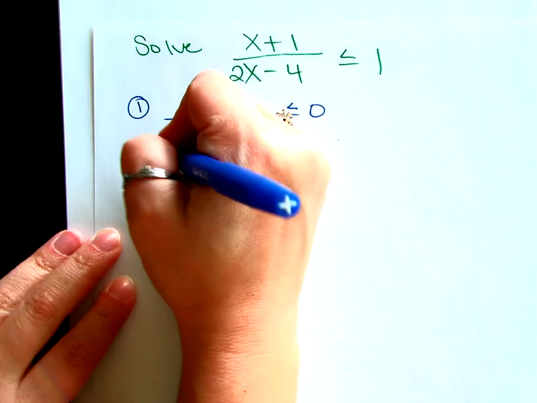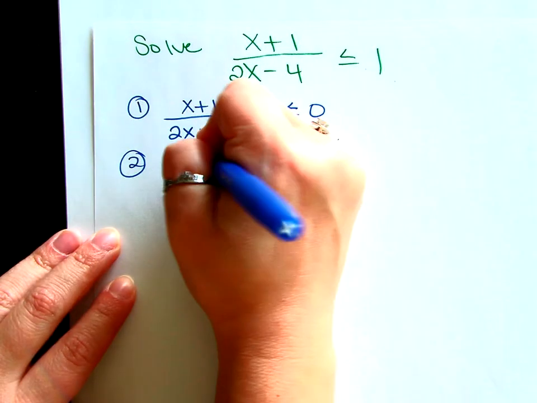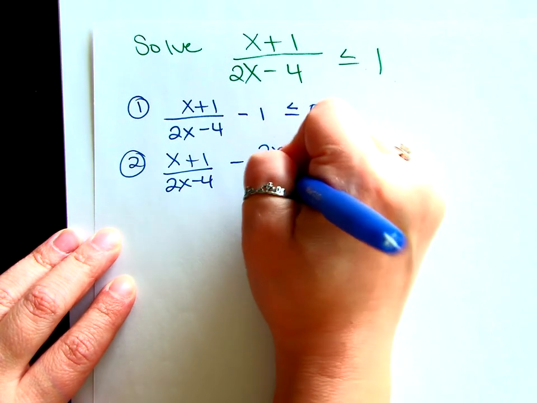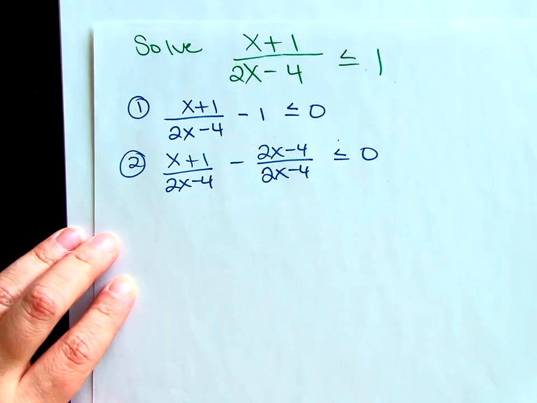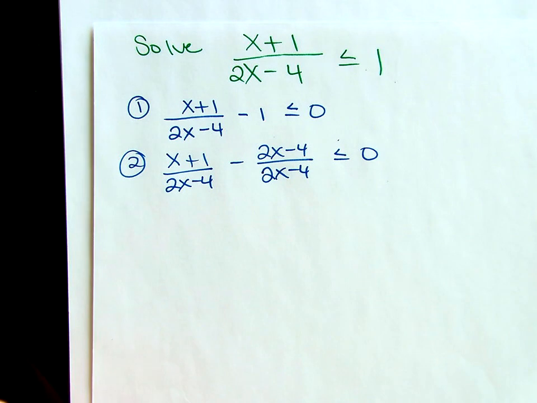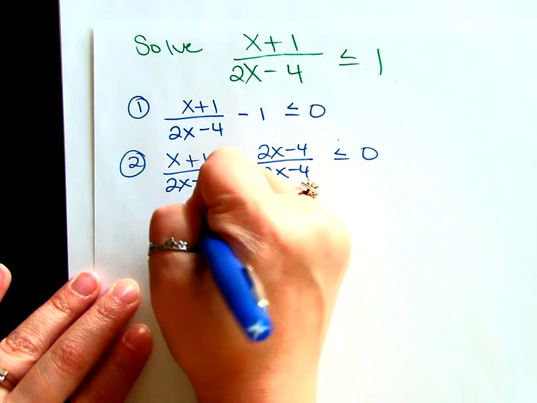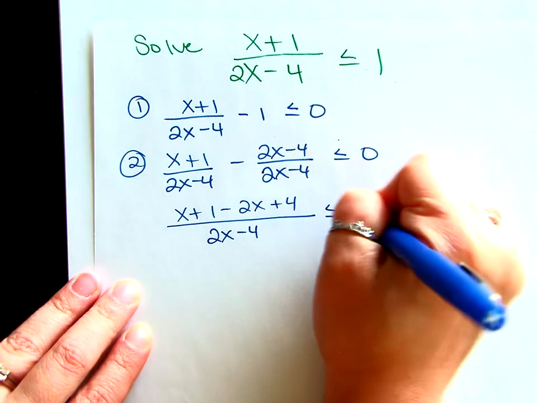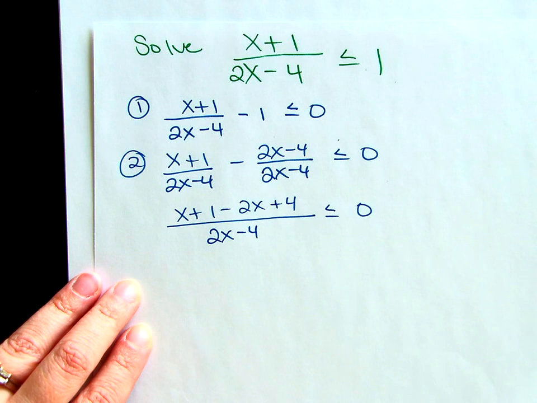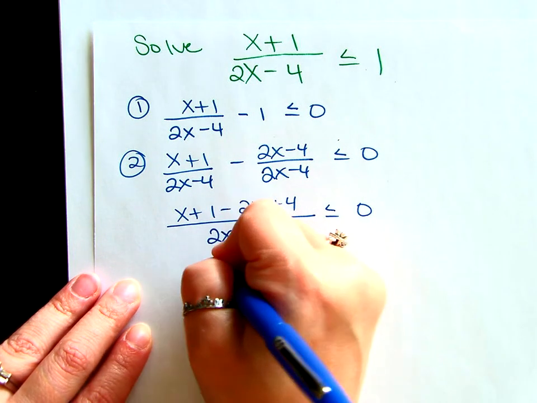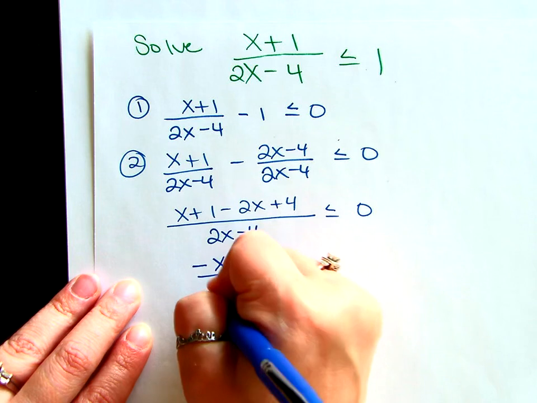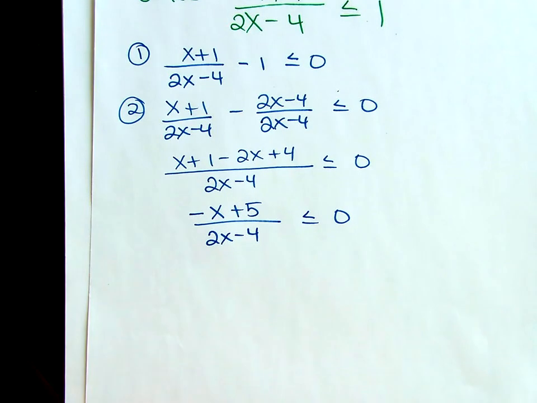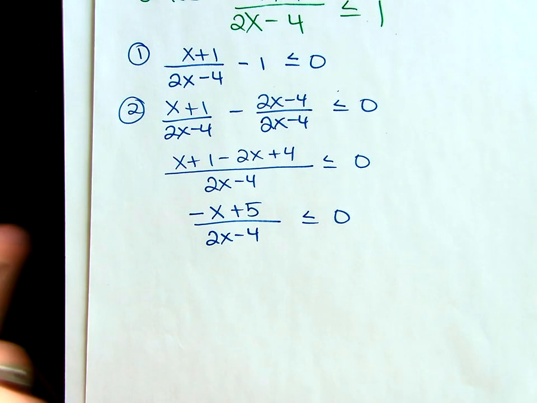So I'm going to have x plus 1 over 2x minus 4 minus 2x minus 4 over 2x minus 4. I changed the 1 into 2x minus 4 over 2x minus 4. So I can combine these all into one nice big rational inequality, so that I get negative x plus 5 all over 2x minus 4 is less than or equal to 0. And then this is the inequality we're going to play with.